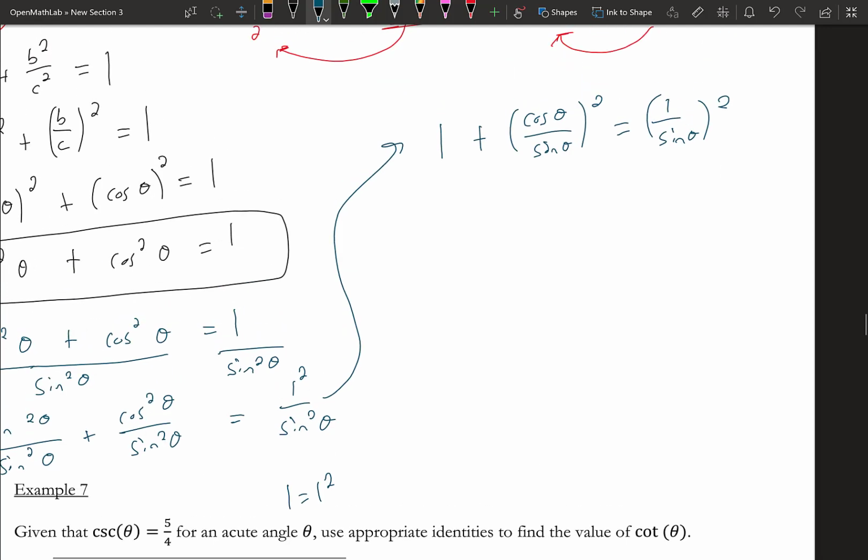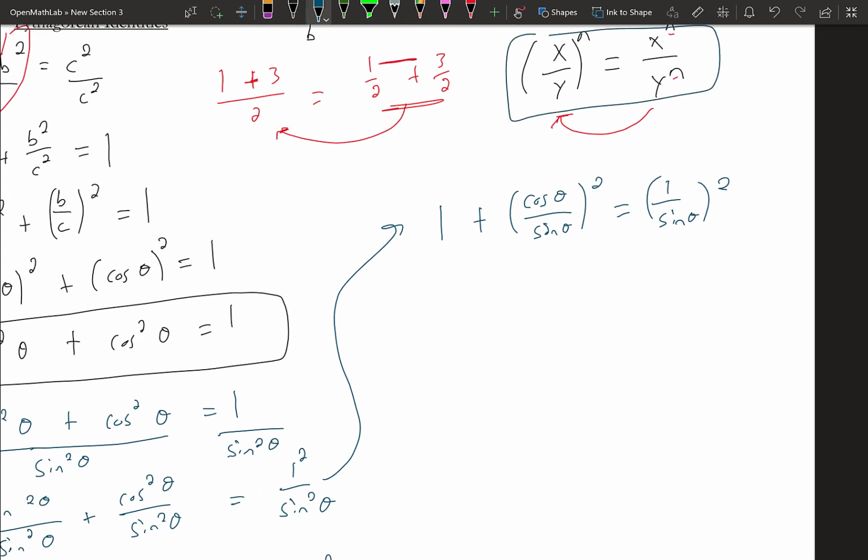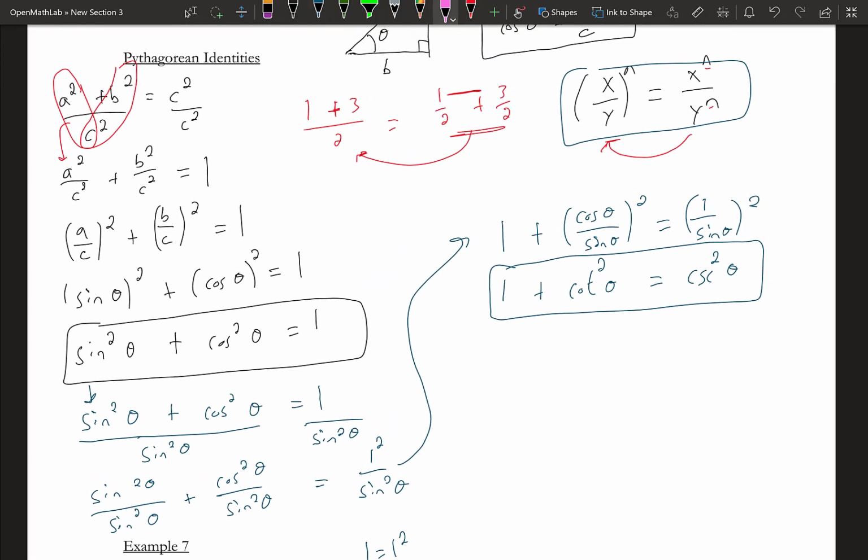So using the same exponent rule with this idea that I presented here. Now what we could fill in is cosine theta divided by sine theta, which was one of the quotient identities that we looked at. That's equal to cotangent. So this would be cotangent theta squared. 1 divided by sine, that is cosecant. So this would become cosecant of theta squared. So this is another Pythagorean identity. So far we have 1 Pythagorean identity and 2 Pythagorean identities.